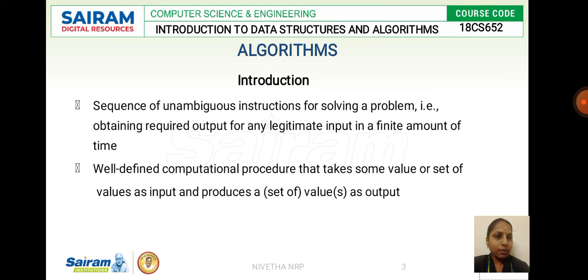An algorithm is nothing but the instructions we give, the step-by-step procedure or instructions that we feed to a computer to perform a specific task. That is known as an algorithm. We define that as an unambiguous instruction for solving a problem. We give a scenario or a problem statement that has to be solved, and to solve that problem statement we give a set of instructions. That set of instructions we define as an algorithm.